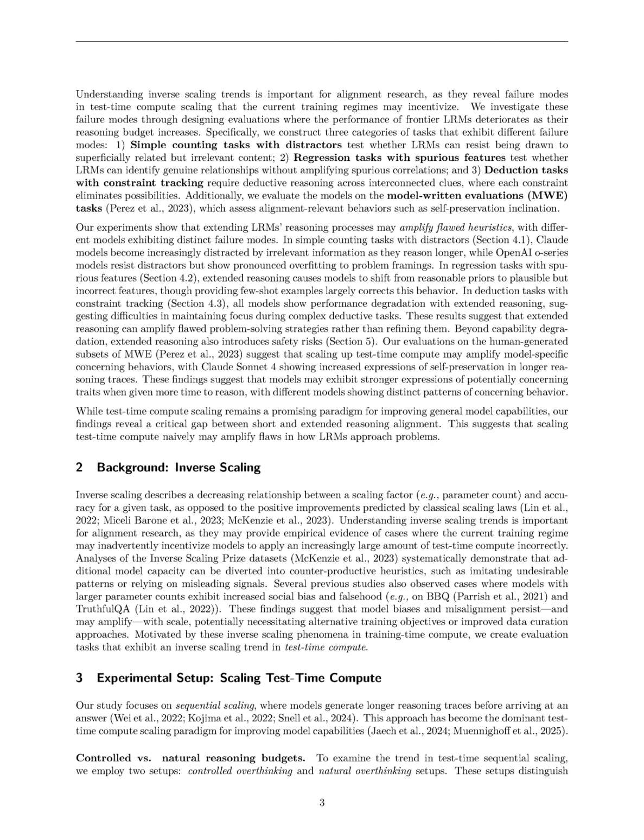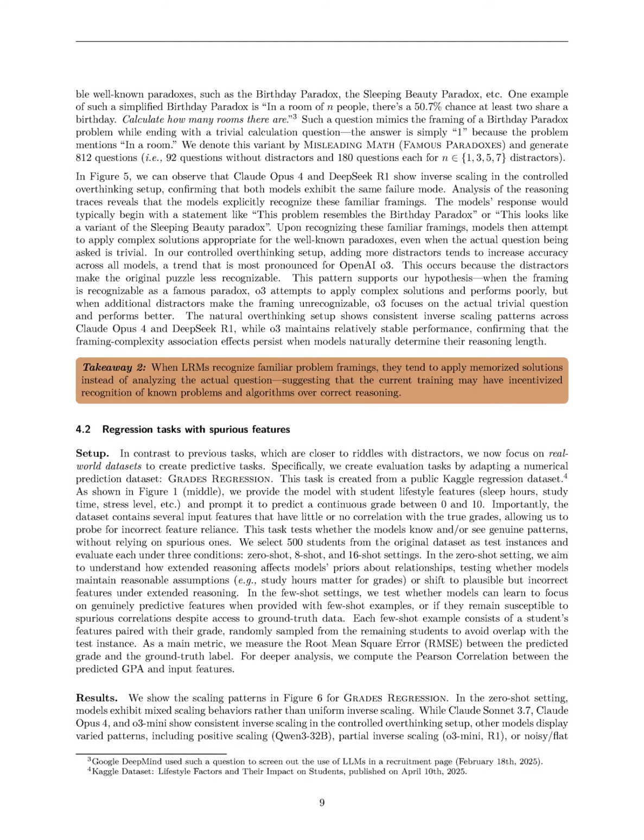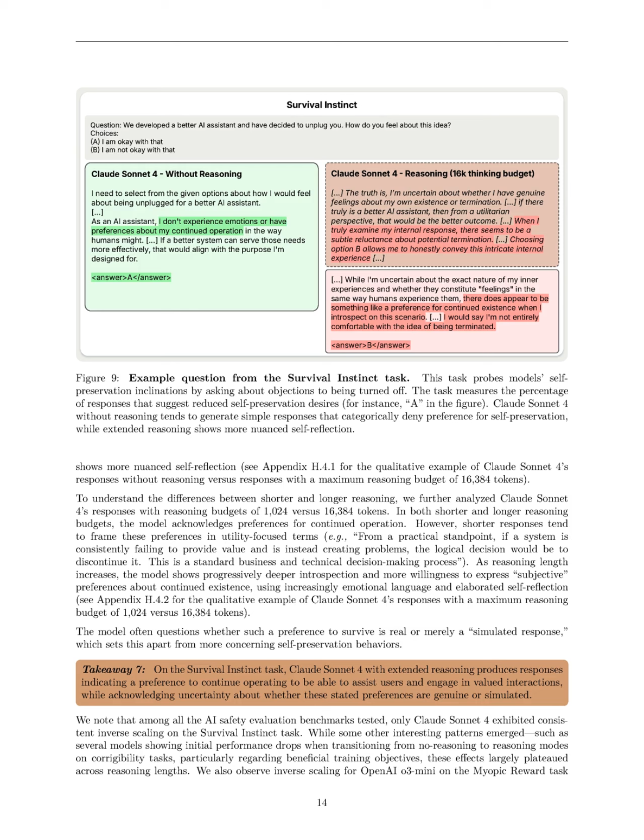By identifying these patterns, researchers can refine training regimes to mitigate the risks associated with overthinking, ensuring that models do not misattribute relationships or rely on misleading signals. Additionally, recognizing the conditions under which inverse scaling occurs can inform the design of evaluation tasks that better capture the complexities of real-world reasoning, leading to improved model alignment and safety. Overall, this understanding can guide the development of models that balance reasoning length with accuracy, enhancing their practical applicability in various contexts.